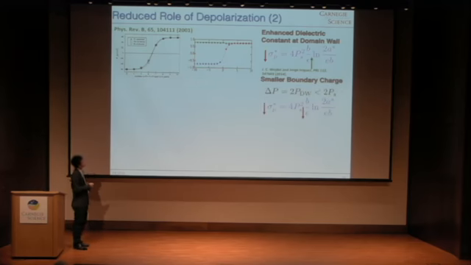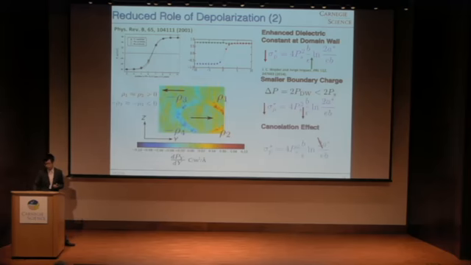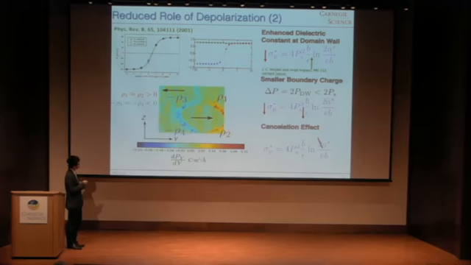In a very recent PRL paper, it is also noted that the dielectric constant is enhanced at the domain wall. And secondly, the magnitude of the boundary charge is basically the change of the polarization at the domain wall. A smaller polarization at the domain wall means smaller boundary charge, again reducing the depolarization energy. Finally, the diamond shape also has some cancellation effect. As you can see, the repulsion is partially cancelled by the attraction between the negative charge boundary and the positive charge boundary. This effectively reduces this factor 2 here, because this factor 2 comes from the repulsion between boundary charges.